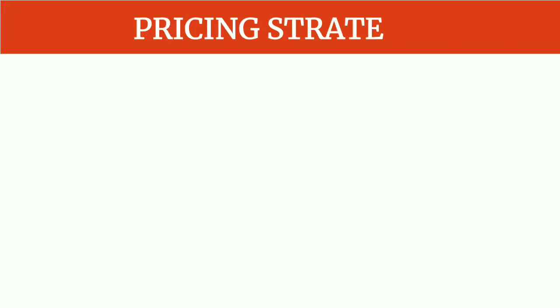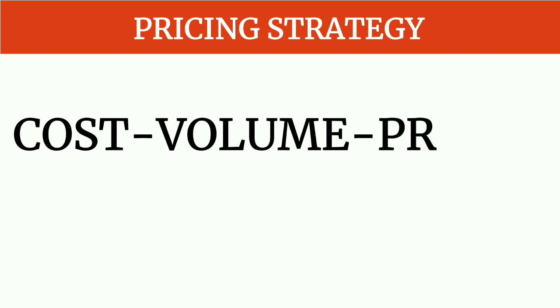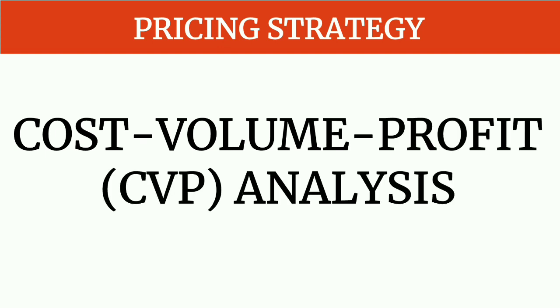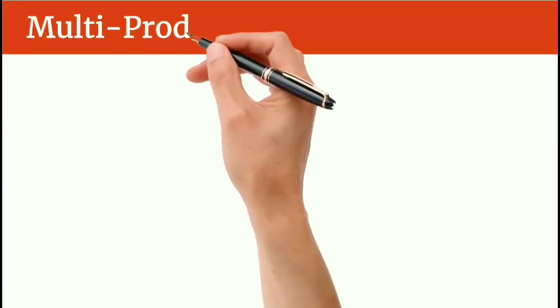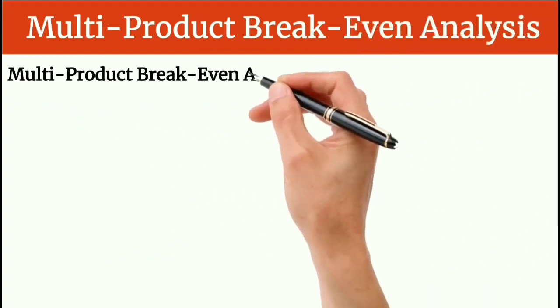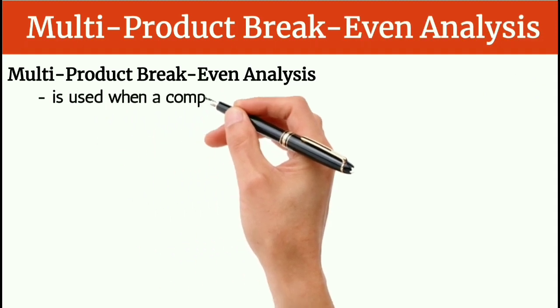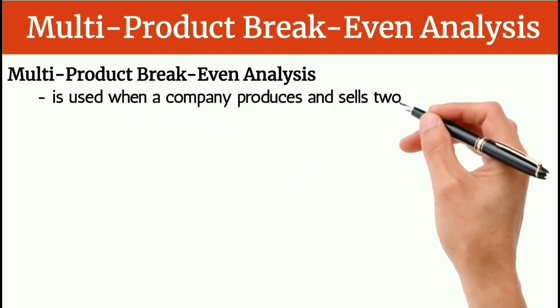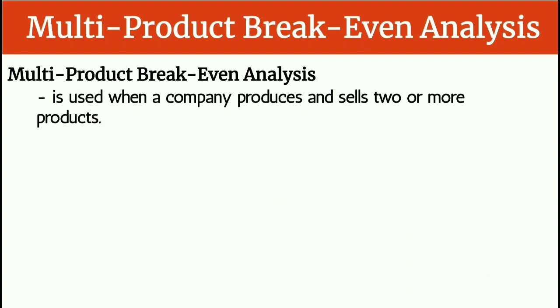Hello and good day. Our topic for today is still cost volume profit analysis, or CVP analysis. This is the second part of the discussion in CVP analysis, and in this video, I'm going to discuss the multi-product break-even analysis. Multi-product break-even analysis is used when a company produces and sells two or more products.